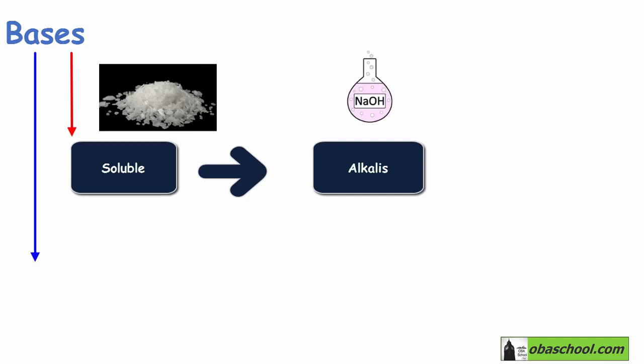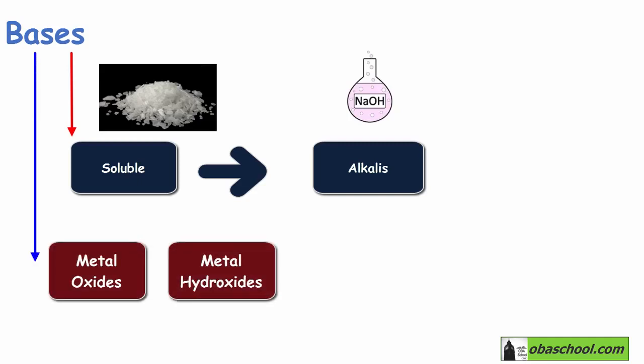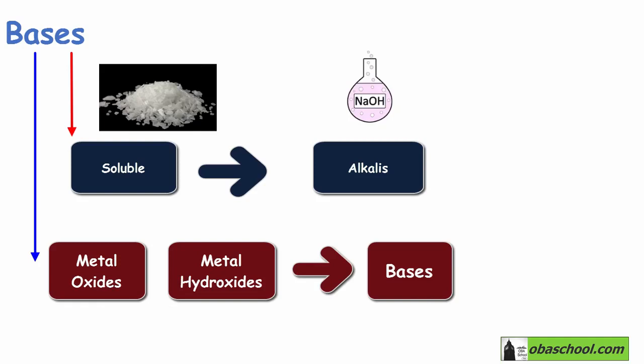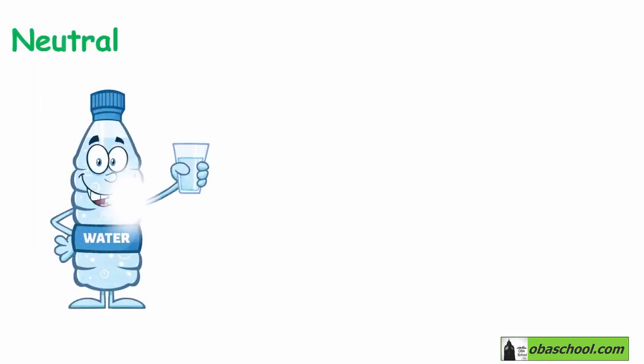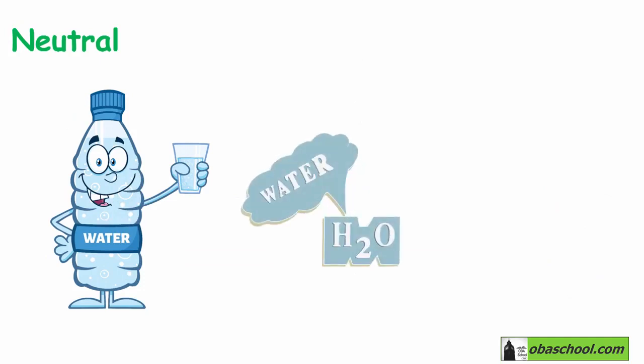On the other hand, metal oxides and metal hydroxides are bases. They are both insoluble in water. So for example, if you dissolve iron oxide or copper hydroxide in water, they won't dissolve. They are insoluble in water and we call them bases. Pure water, H2O, is neutral, so it's neither acidic nor alkaline.